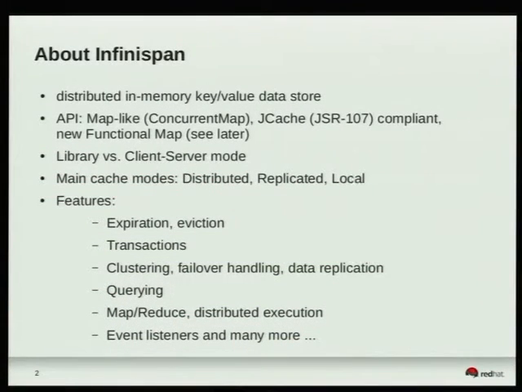Infinispan is a distributed in-memory key-value data store. What does it mean? It's distributed, so it's replicated or distributed all over the cluster when you install it. It's in-memory, and it's usually used as a cache. I will be talking about caches all the time because the basic implementation of the API is named cache.